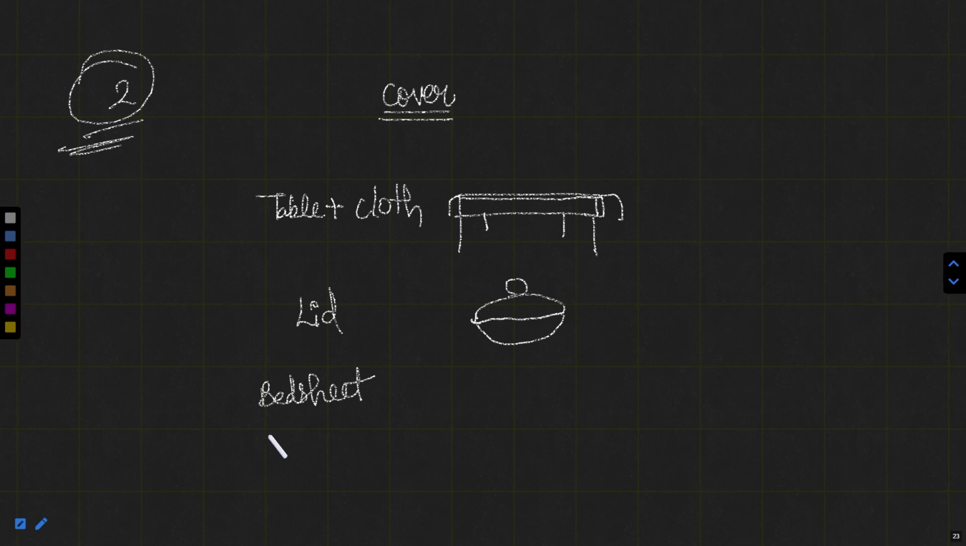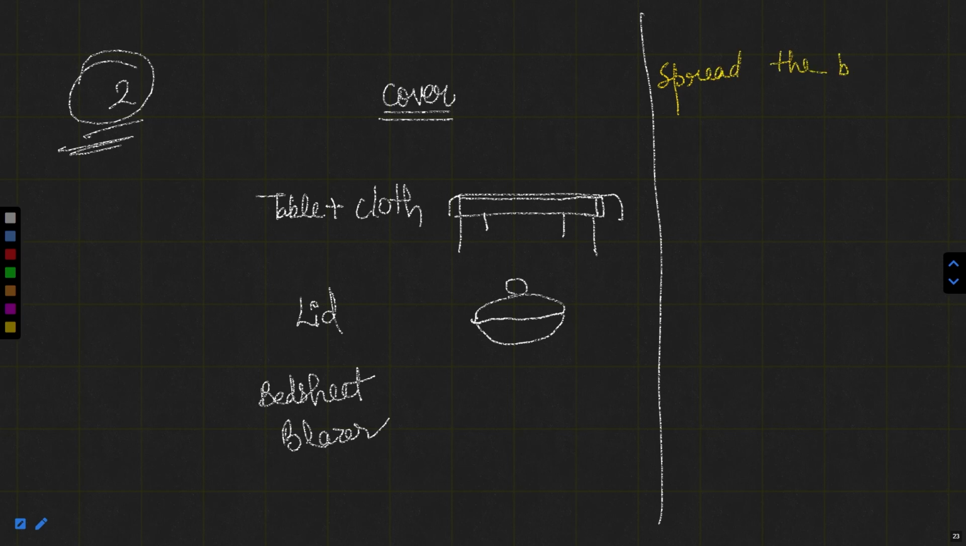Whenever we wear another cloth over our clothes, we use over. For example, whenever we wear a blazer, a sweater, a pullover, a shawl, we use over. Now let us see some sentences. If I say, spread the bed sheet over the bed, I'm using the preposition over.